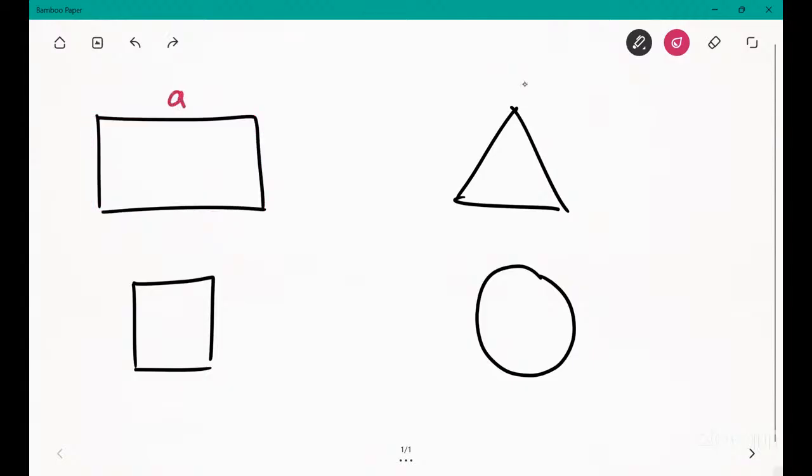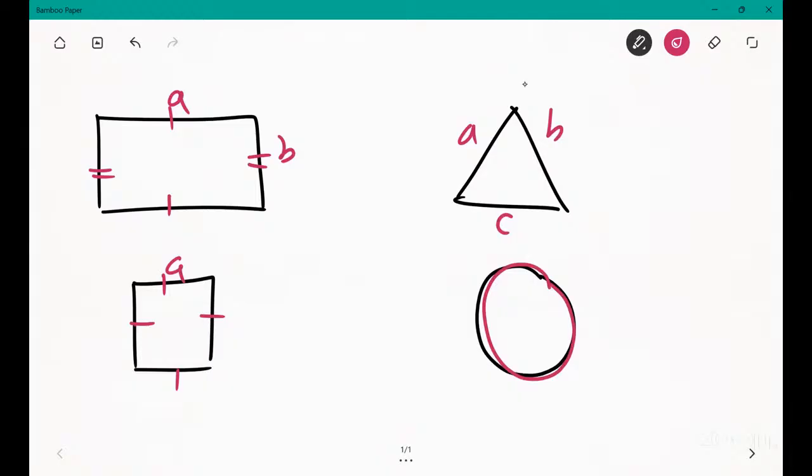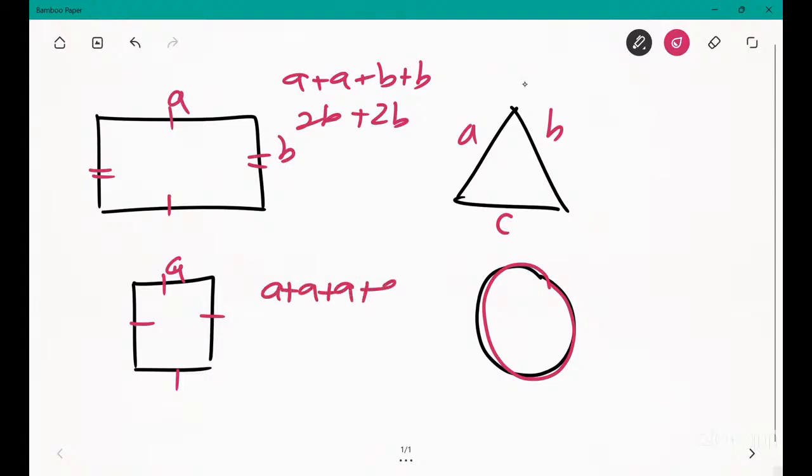If you have A over here, B over here, here you have A. So that means all four sides are equal here. Here opposite sides are equal. Here perimeter means you just take the lengths. So if you have A, B, C, and then the circle. For the perimeter of a rectangle, you just add all the sides. So A plus A plus B plus B, you can write it as 2A plus 2B. Here it's going to be A plus A plus A plus A, 4 times, so you will get 4A. Then here just add all the sides, A plus B plus C.